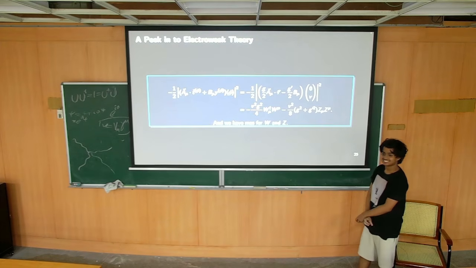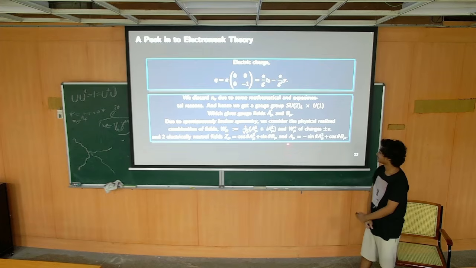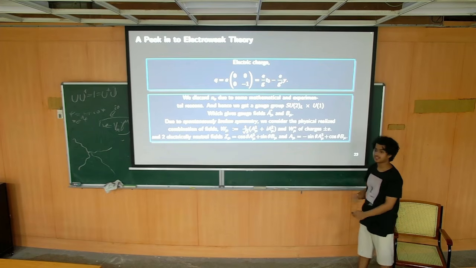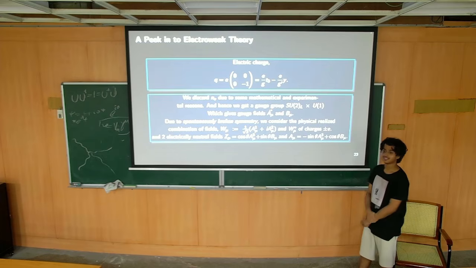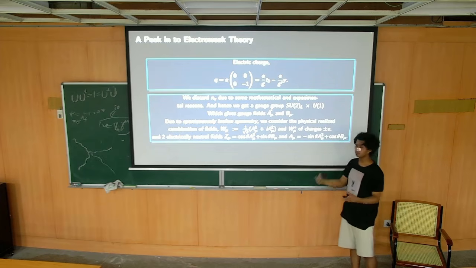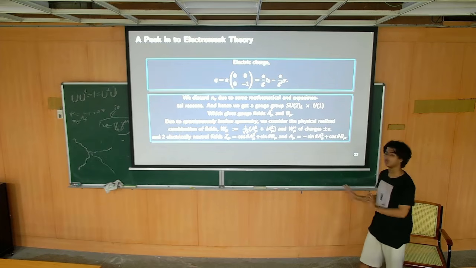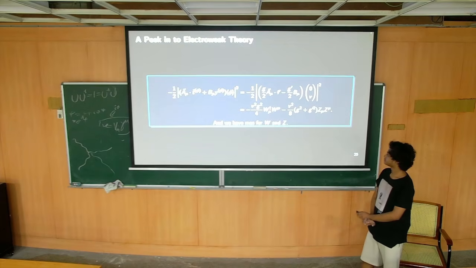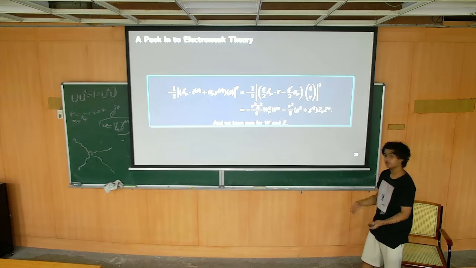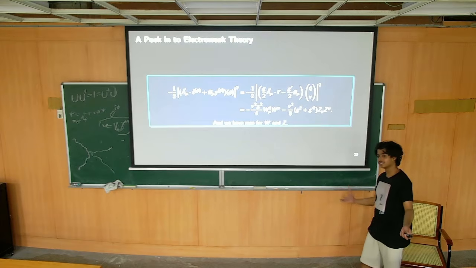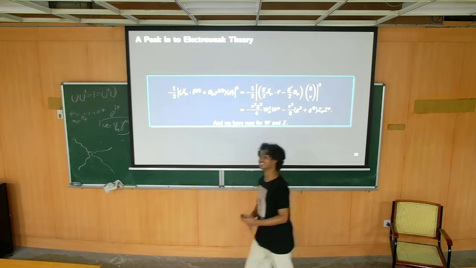Can you go back to the slide? How did you get this cos theta, sin theta? The sin theta and cos theta are experimental quantities, like the weak angle. This is something called a weak angle and it is an experimental quantity. At least for now there's no mathematical way to derive it. So what do we see? There is mass for W and Z. Again, photon doesn't have mass. Interesting.